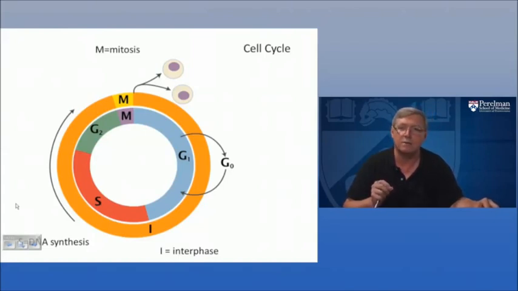G1 is a resting pre-DNA replication phase. S phase is the DNA synthesis phase. G2 is a post-synthesis phase where the DNA now has a copy. Each DNA strand has a copy of itself, so you have a 4N DNA content. And mitosis is when the cell actually divides and produces two daughter cells. The entire G1, S, and G2 phases are also known as interphase, which is that part of the cell cycle where mitosis is not occurring, and of course M is when mitosis occurs.